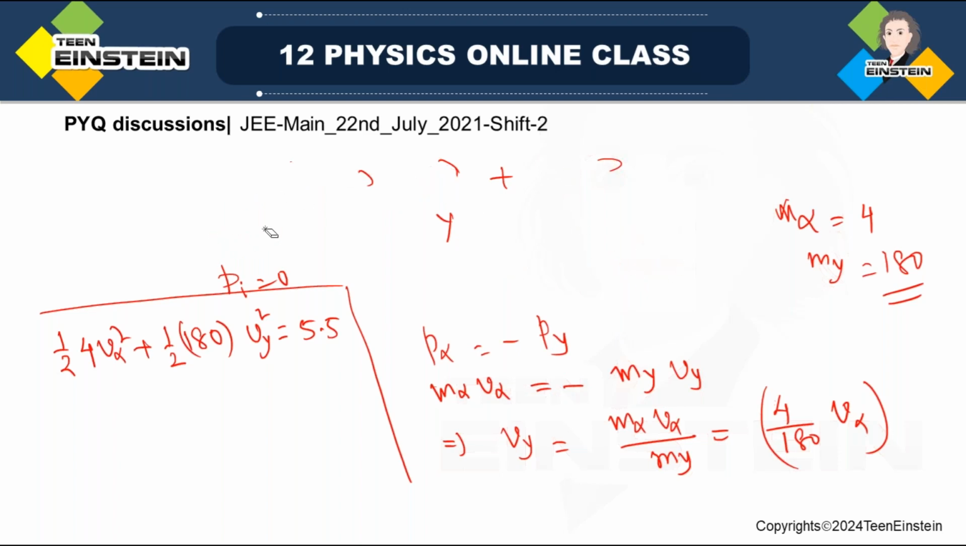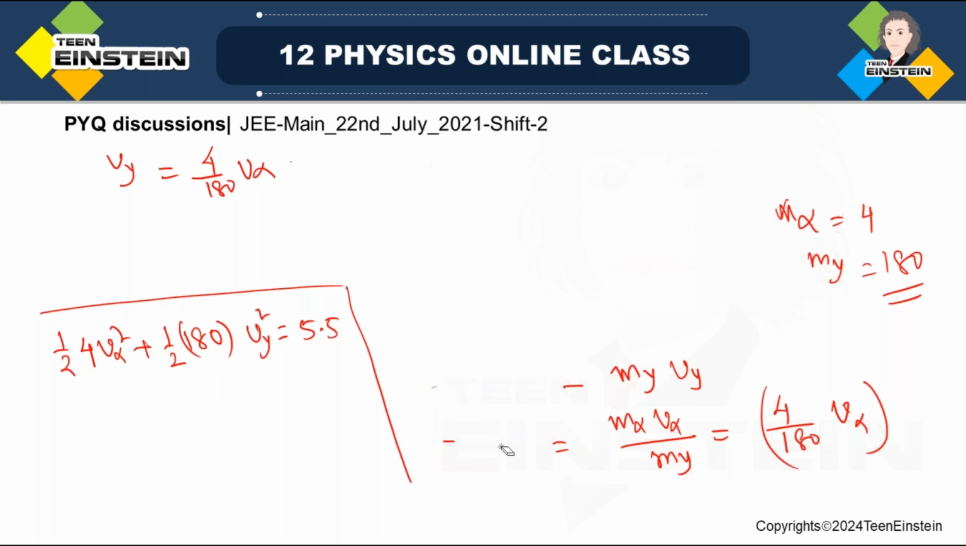I have got v alpha, which I am going to use here, sorry, vy. From the conservation of linear momentum, vy I have got 4 by 180 into v alpha. This is the parameter which I'm going to use here in the conservation of energy. So other things I can clear out. Let me clean this.